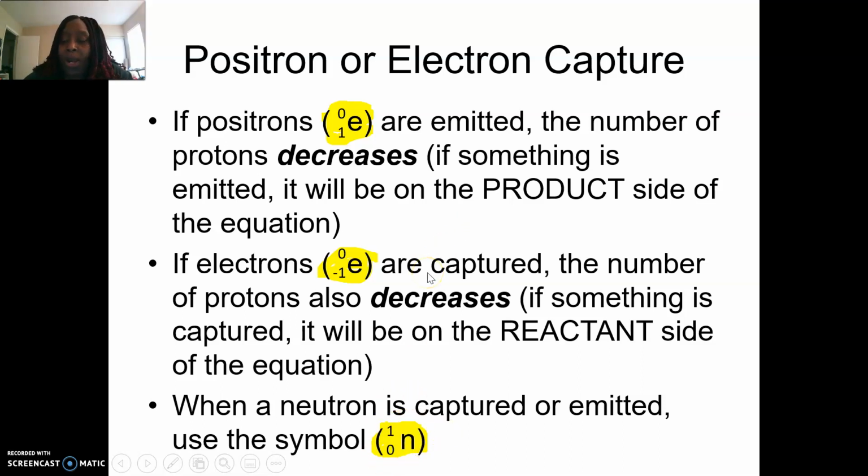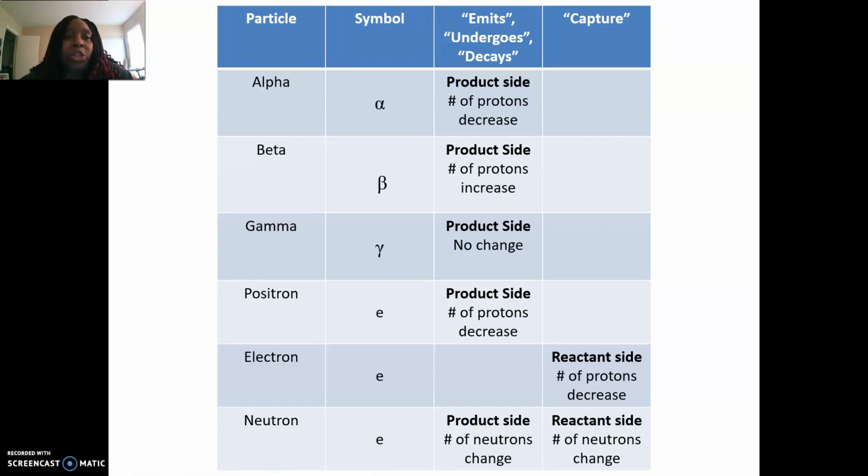Okay, so what I did for you is I actually put together a little table for you. I'll just summarize the table for you. If you see the word emits, undergoes, or decays, that probably means that you're going to put whatever the notation is on the product side for the particle. In terms of capture, if you see the word capture in the question, that normally is going to mean that it's going to be on the reactant side. You needed to capture that energy or that particle for the reaction to happen.